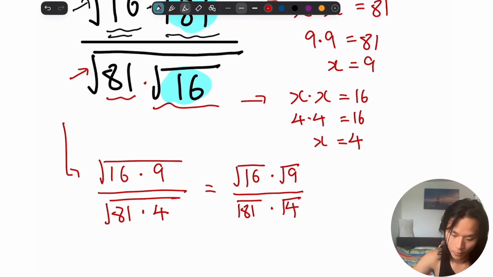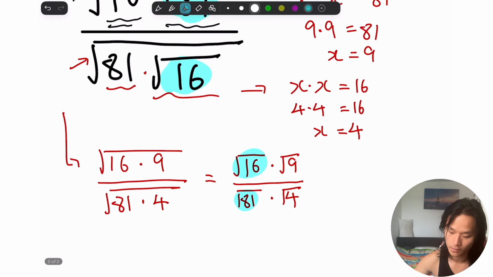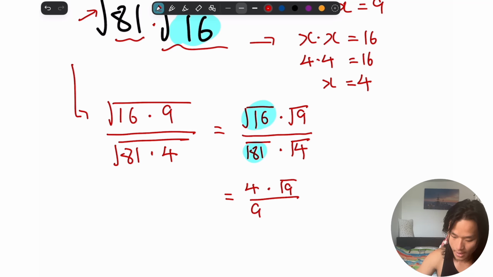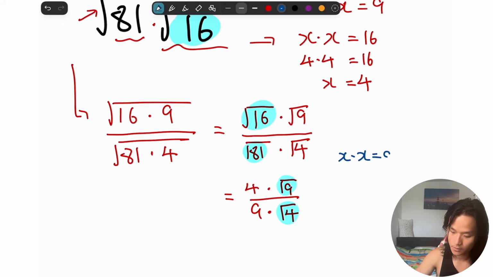Now notice once again we see the square root of 16 and the square root of 81, and we know what they are. They are simply 4 and 9. Okay, so our next step is to figure out the square roots of 9 and 4. So x times x equals 9. What is x? Well, x is simply 3 because 3 multiplied by 3 is 9.